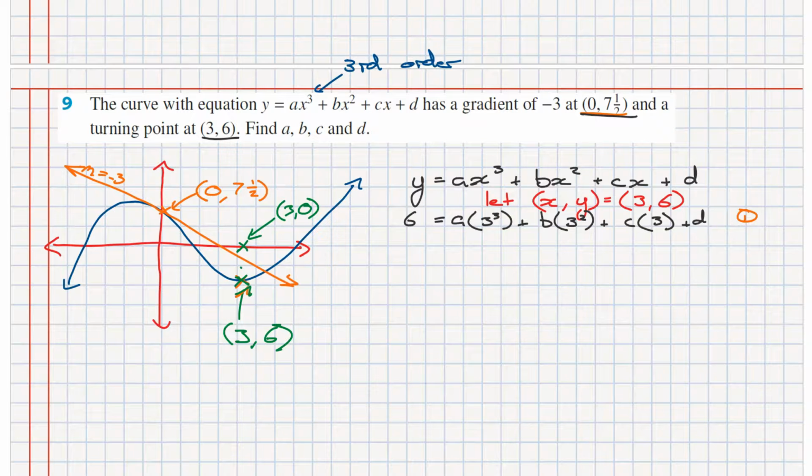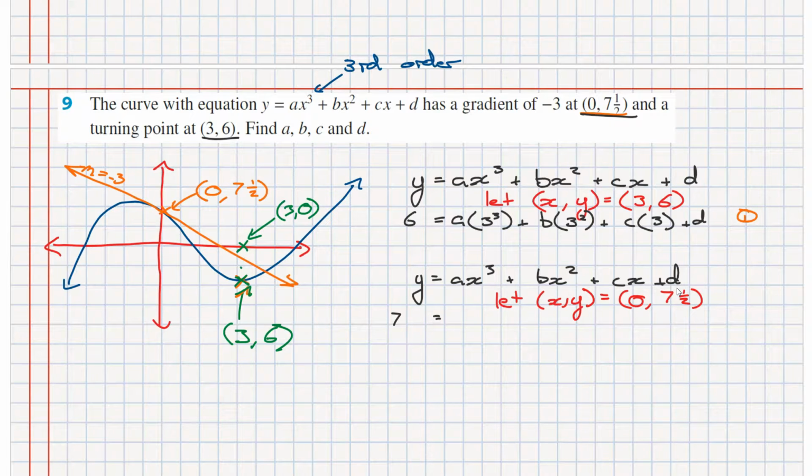Equation 2 is going to be y equals ax cubed plus bx squared plus cx plus d. And next one is let x and y equal the location of the stationary point. So, oh no, we've already done the turning point. We'll go for the second one, so where the gradient's at 0 and 7.5. Like so. So what we can see is that 7.5 is going to be equal to a times 0 cubed, b times 0 squared, c times 0 plus d. So this is going to be your second equation.